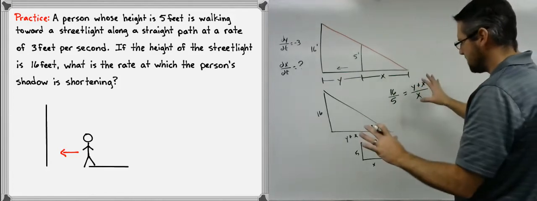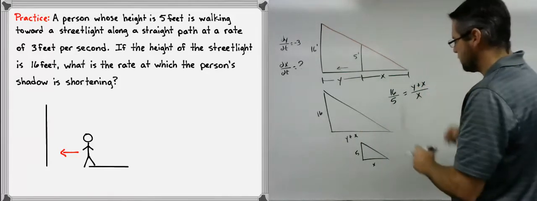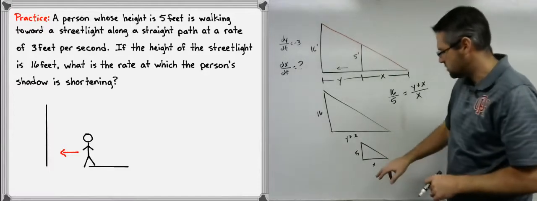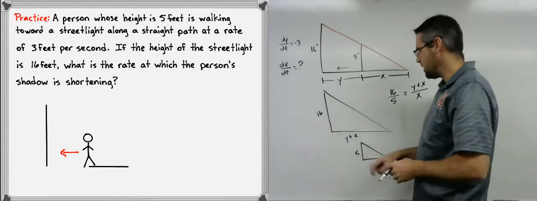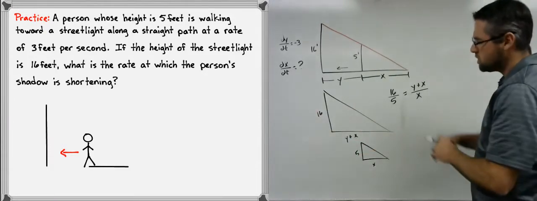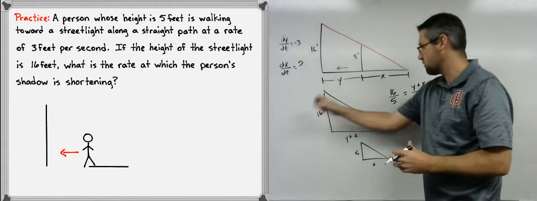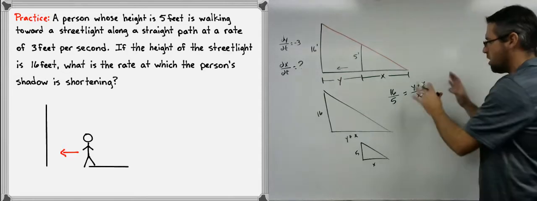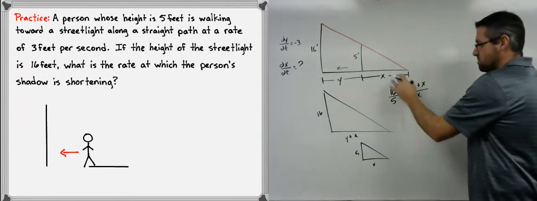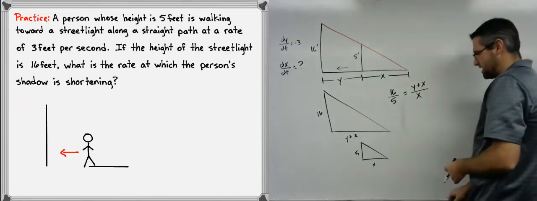Now, you may have set it up differently. As long as things correspond correctly, you're fine. You could have started off with x. You said x over y plus x equals 5 over 16. You could have done a trig ratio where you said x over 5 equals y plus x over 16. Lots of different ways to do it, as long as when you go to simplify this by cross multiplying, you end up with the same thing here.